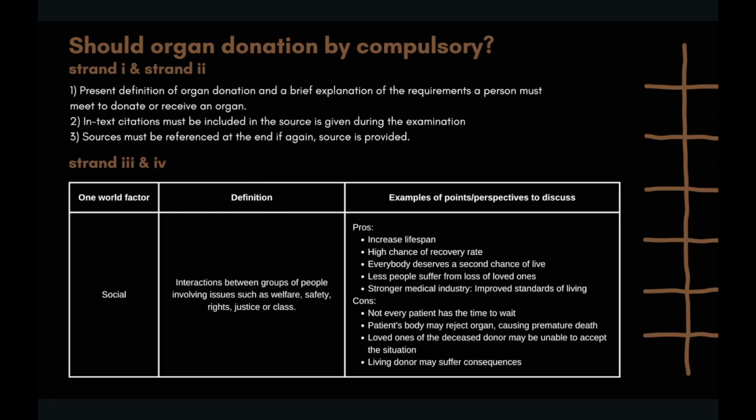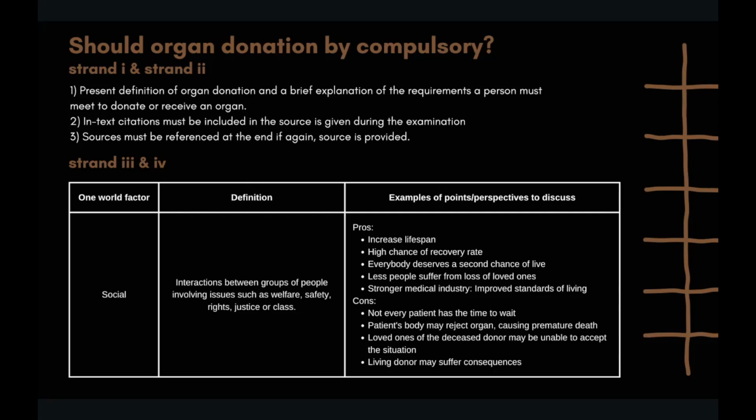So focusing on strand 1 and strand 2, for this specific question, what you can write is first the definition, what is organ donation, and just a brief explanation of the requirements a person must meet to both donate and receive an organ. And of course, if the source is included, you include in-text citations, and the source must be referenced towards the end of your analysis.